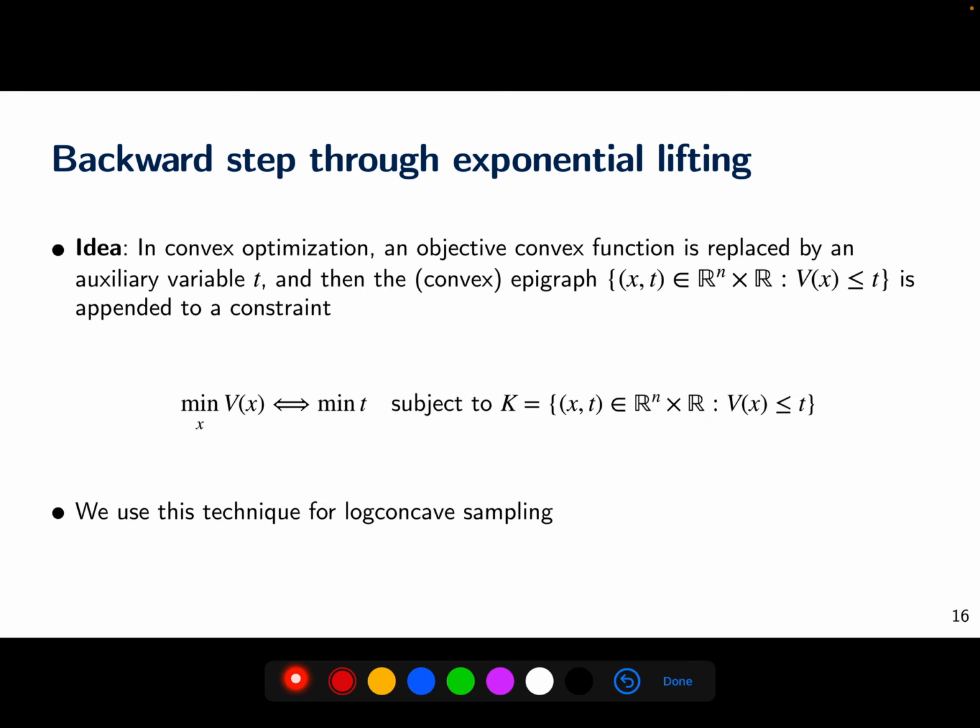And to get around this issue, we go back to convex optimization, which has been the source of some algorithms and analysis of sampling algorithms. So in convex optimization, a convex function, the potential function, is typically replaced by some auxiliary variable t. And then the epigraph, which is convex, is appended to the constraint. So instead of directly solving this problem, people sometimes work with this formulation of the problem. And we basically use the same technique for log-concave sampling.